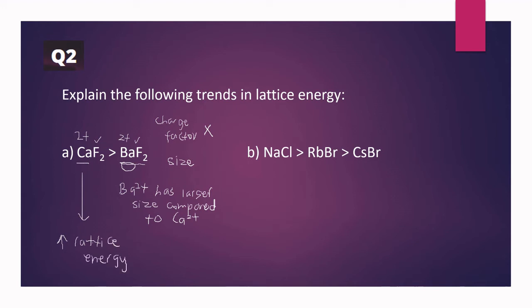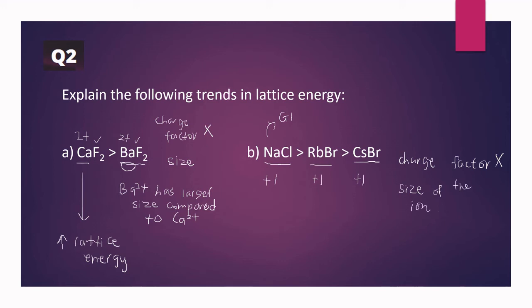Okay, now let's take a look at these three compounds. Sodium, rubidium and cesium are all from group 1. Since they are all from group 1, their charge is positive 1, positive 1 and positive 1. Therefore, the charge factor can be omitted, and now we only need to look at the size of the ion.